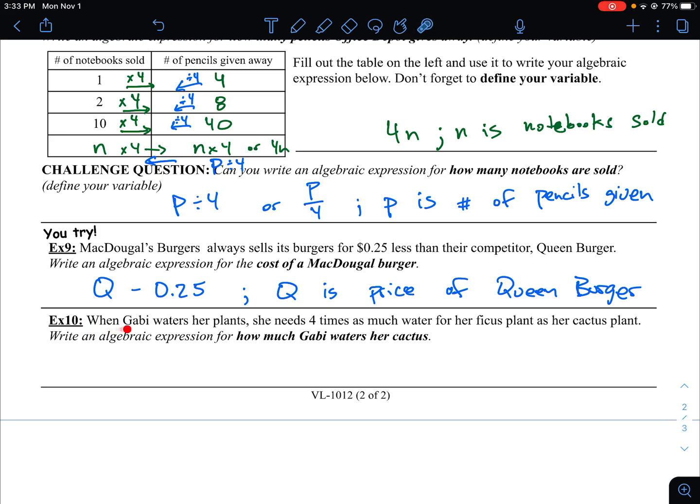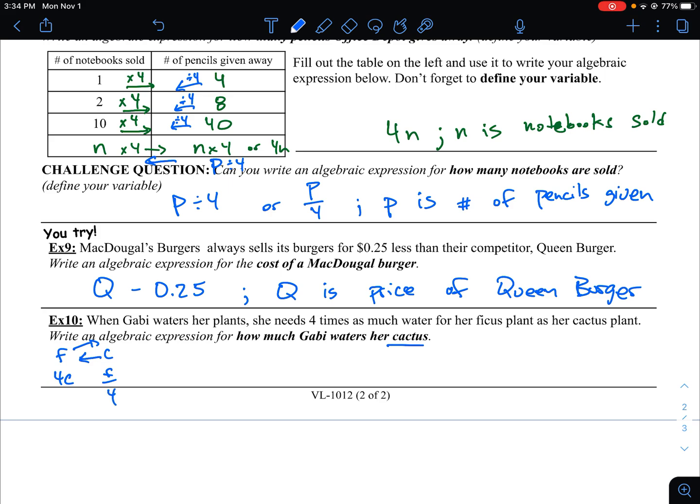All right, example 10. When Gabby waters her plants, she needs 4 times as much water for her ficus plant as her cactus plant. Write an algebraic expression for how much she waters her cactus. So we know it's 4 times more for her ficus than her cactus. If we want to figure out how much she waters her ficus, it's 4 times more than the cactus. But if we want to figure out how much she waters her cactus, it's 4 times less, right? You just take the ficus amount of water and divide that by 4.